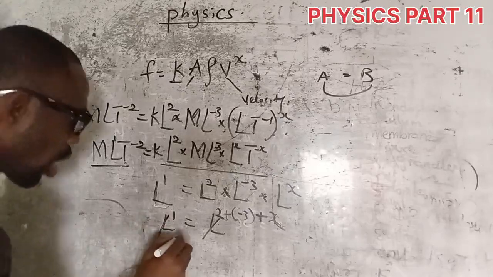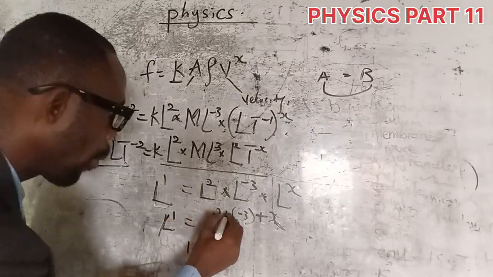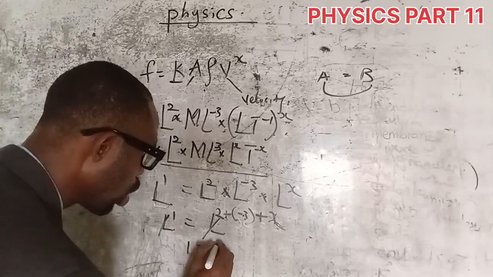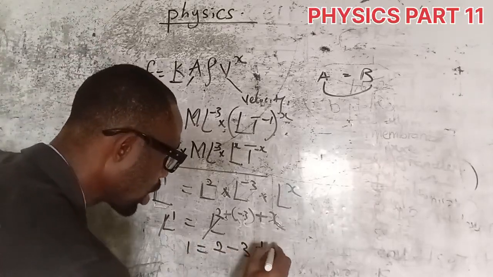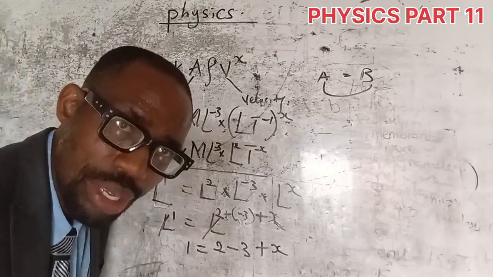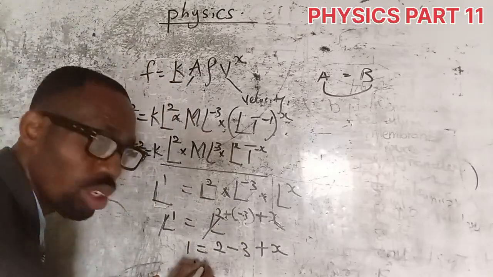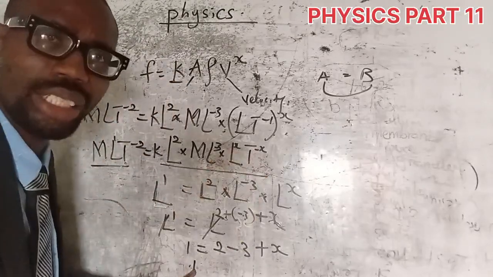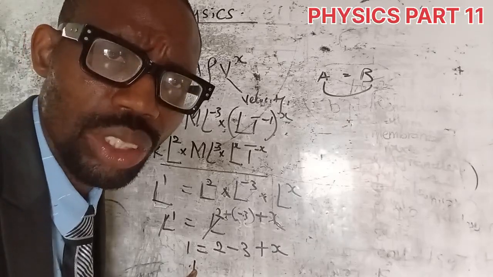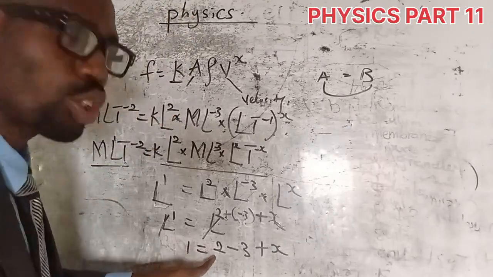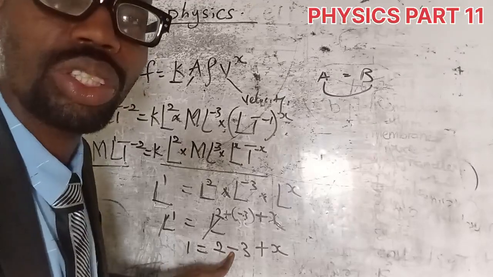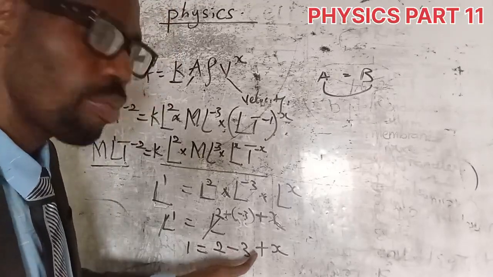So you have 1 is equal to, plus times minus is minus. So you have 2 minus what? 2 minus 3 plus X. Are you following me? Now what do you have? 1. Can you see it? You can see 1. Yes, you can see that one. Equals to 2 minus 3 plus X. You can see that.